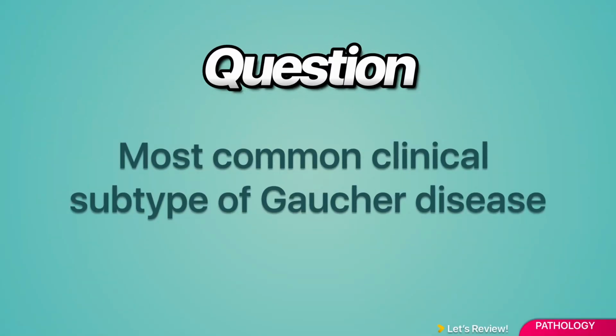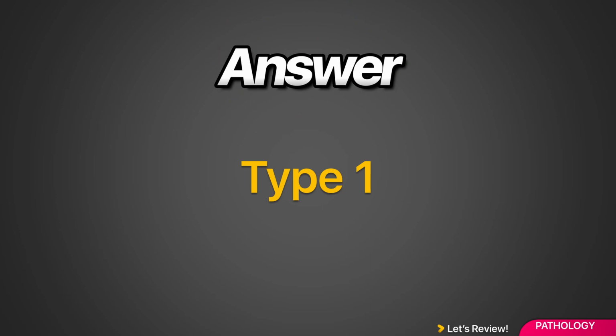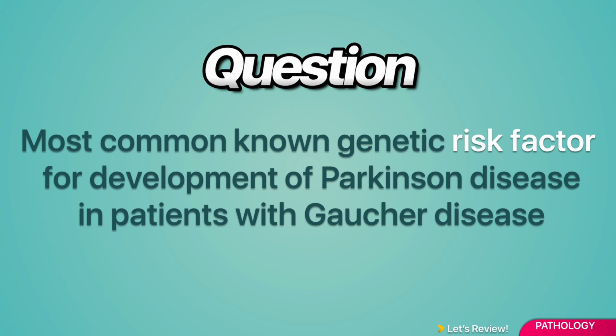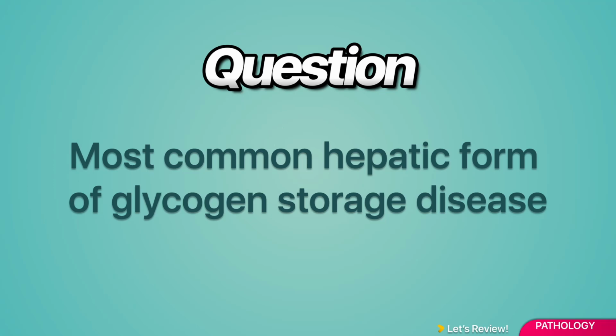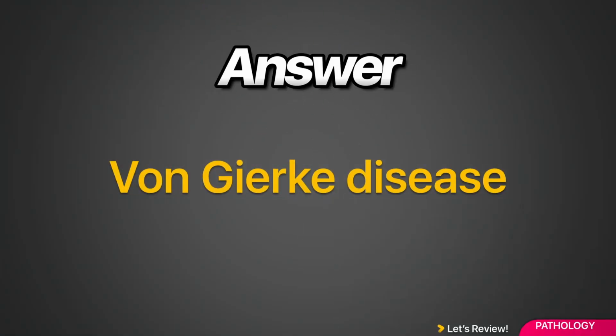Most common clinical subtype of Gaucher disease. Type 1. Most common known genetic risk factor for development of Parkinson disease in patients with Gaucher disease. Mutation of the glucocerebrosidase gene. Most common hepatic form of glycogen storage disease. Von Gierke disease.